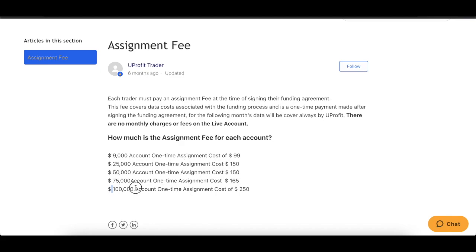So again, looking at the 100K account, you're going to pay a $250 assignment fee or activation fee, whatever you want to call it. So, does this kind of suck? Yeah, you just spent $315 to do this evaluation, and now you have to spend another $250 to get your account assigned or activated. I don't love it, but in the long run, is this a better deal than paying a monthly fee? Sure, of course it is. So if you're in it for the long run, I think this is a better deal.